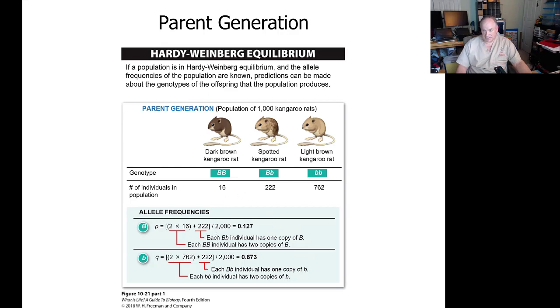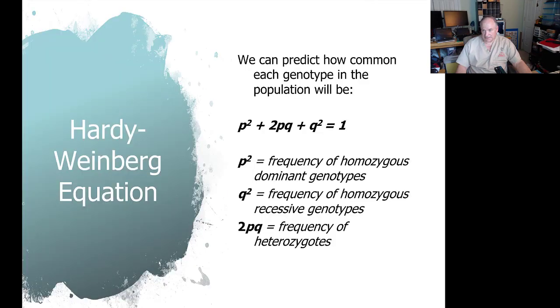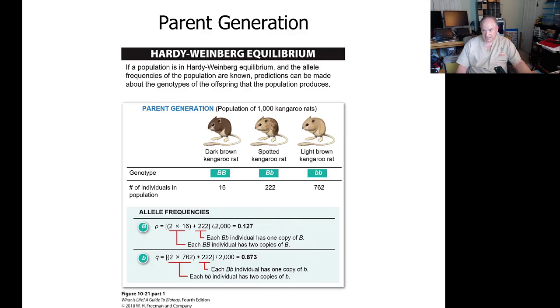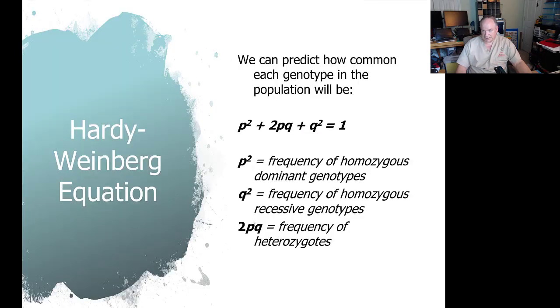So if you follow the math, you can just take my word for it. It comes out to be about 0.1, or about 10% of the population will be that frequency. Q, which is the frequency of homozygous recessive, then the probability of big B, little b, a copy of B, is 0.2.